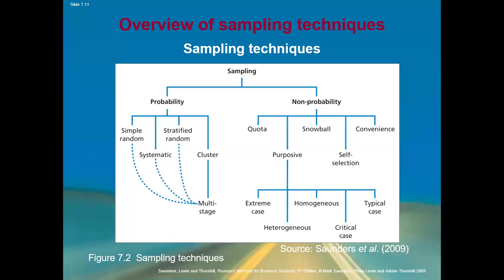Okay. But when we don't know about the population, non-probability methods are used. That's why the different non-probability methods are there, such as quota sampling, purposive sampling, snowball sampling, like that. Self-selection sampling, like that.